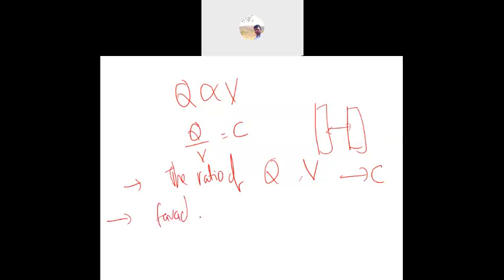Mainly, capacitors are in the microfarad range. In some cases we can find picofarads also. So 1 farad is equal to 1 coulomb per volt.